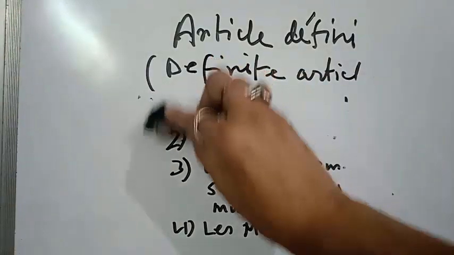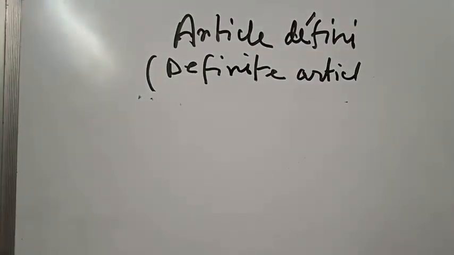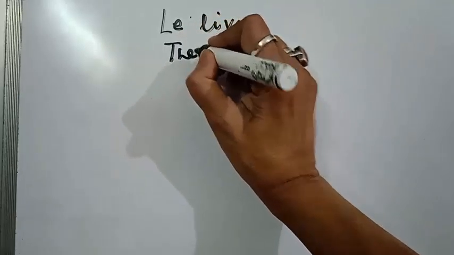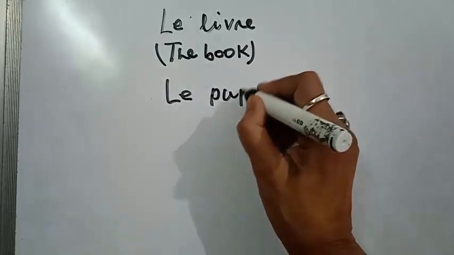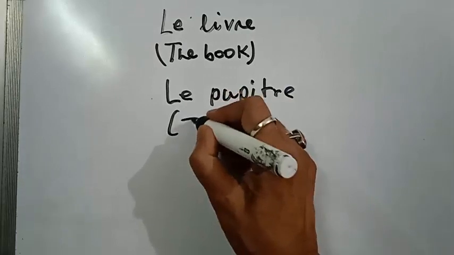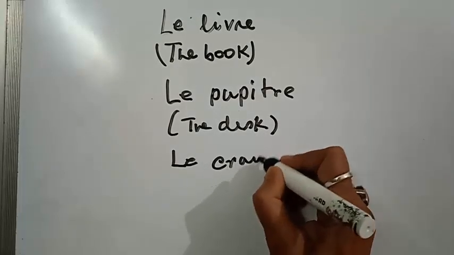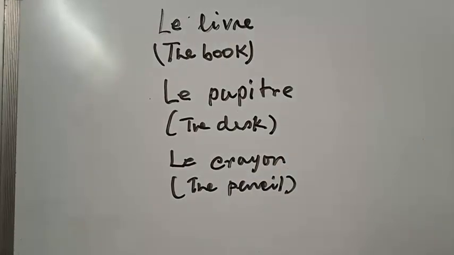Now I will be giving you some live examples of words belonging to each category. First, the words belonging to the masculine and singular category. That is, le livre, the book. English meaning is the book. Le pupitre, the desk. Le crayon, the pencil. These are some words that take the definite article, belonging to the masculine category and singular in number.